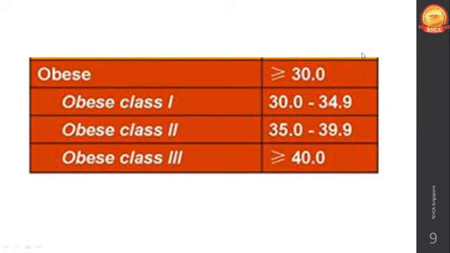If your BMI is around 30 to 34.9, it means you are obesity class 1. If your BMI goes beyond 40, you are class 3 obesity. You may require a gastric bypass surgery. The most efficient management of people who are in obesity class 3, usually by default, is to go for bypass surgery, gastric bypass surgery.